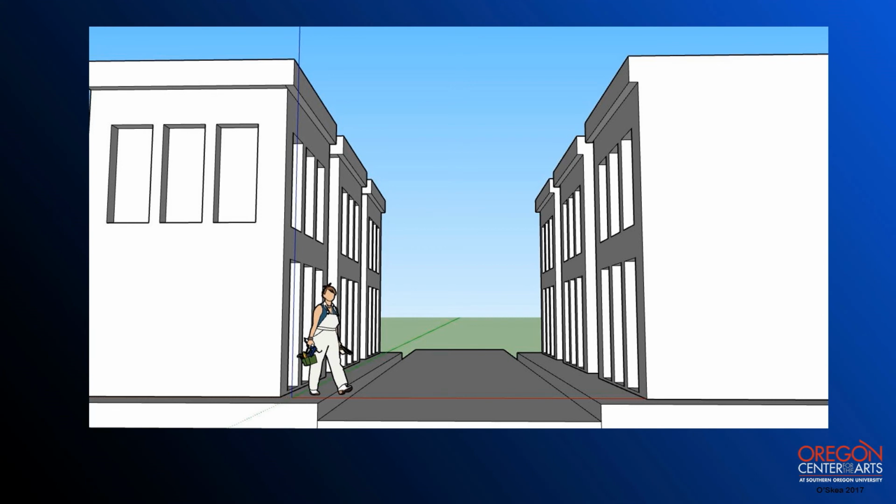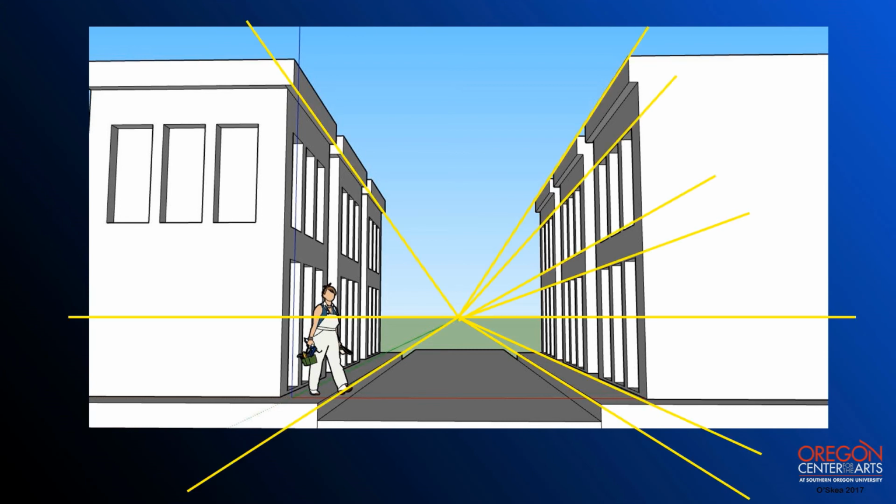So here we're looking down the street. All of these buildings are all parallel. We're looking right down the middle of the street, so we're basically looking at 1 point perspective. There's our horizon line, green and blue, really easy to find that.